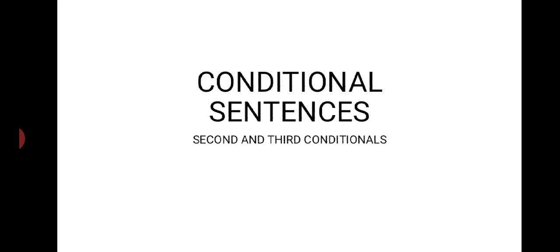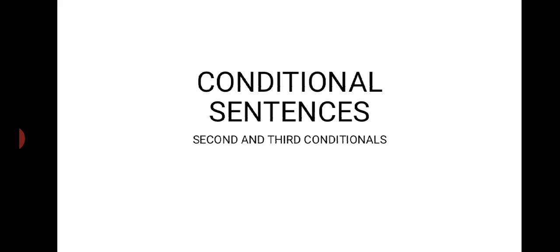So the zero conditional is also called the factual or the real conditional because we use it to talk about facts, things that are real in the world, and we also use it to talk about habits, rules, and to give instructions. First conditional sentence is used for the real possibility, but the difference is that we are not talking about 100% certain things. We are talking about real possibility, means things might happen or might not happen.